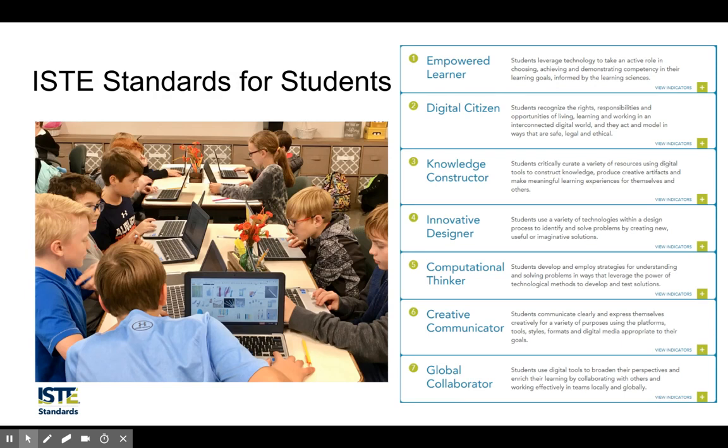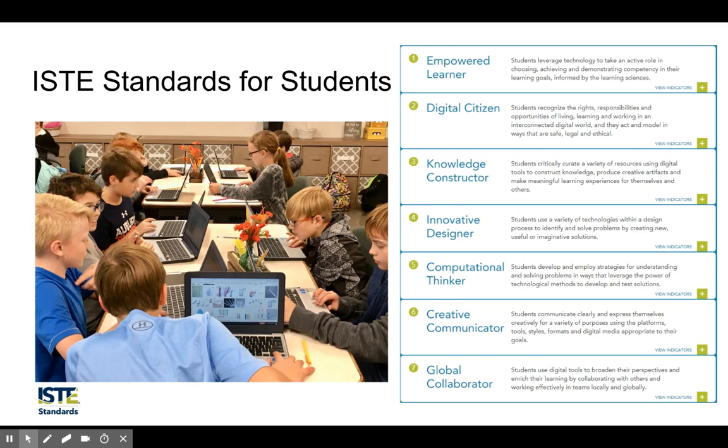The Alabama Digital Literacy and Computer Science Standards were developed in 2018 and were the culmination of a year-long effort by a committee of educators from around the state. And in developing the standards, several national references were used, including the ISTE standards for students.